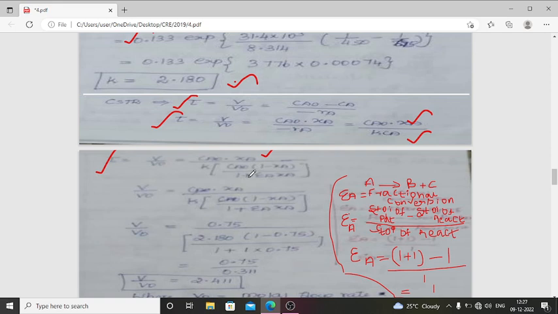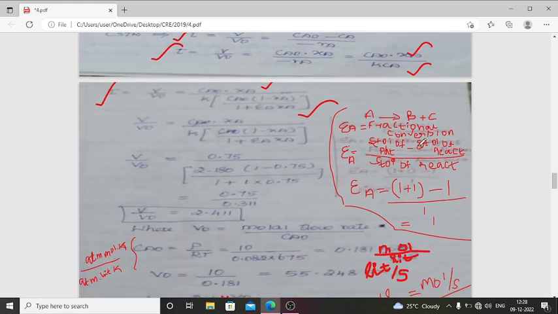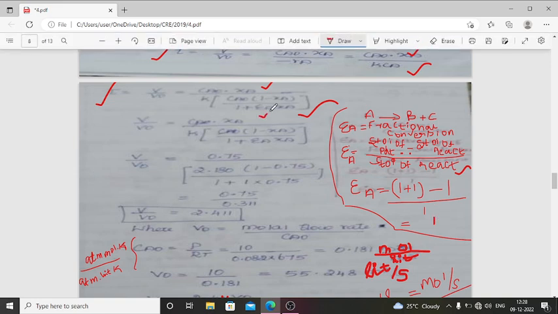What is the CA here? For the gas phase reaction, CA naught into 1 minus XA by 1 plus epsilon A XA. What is epsilon A? Epsilon A is the fractional change in volume. How to calculate the epsilon A value here? Epsilon A is equal to stoichiometry of product minus stoichiometry of reactant, divided by stoichiometry of reactant. So here we have A gives B plus C. Only one reactant, two products. So stoichiometry of product means 1 plus 1, 1B, 1C, minus stoichiometry of reactant 1A, that is 1, divided by stoichiometry of reactant 1. 2 minus 1 divided by 1, that is equal to 1. So epsilon A in this case is equal to 1.